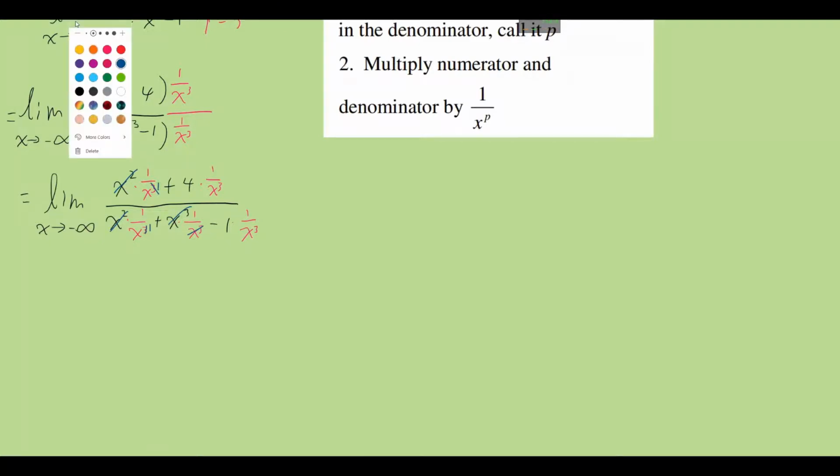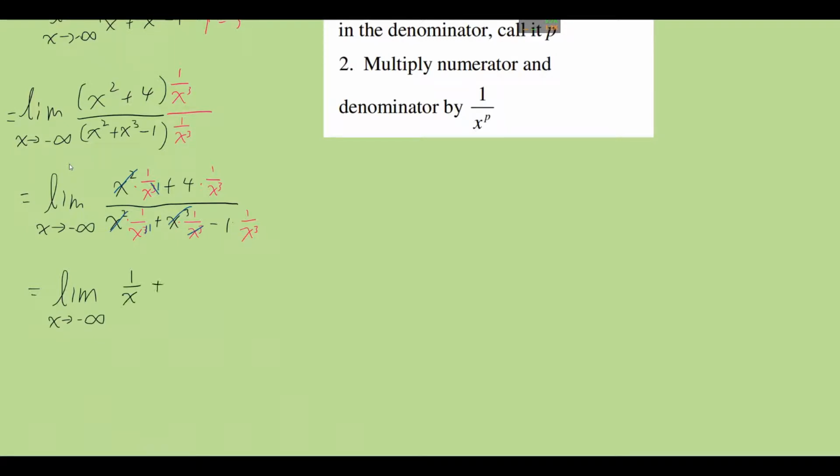All right, so let's see what we have. Let's write it down. Limit as x approaches negative infinity. In the numerator, I have 1 over x plus 4 over x cubed, over 1 over x plus 1 minus 1 over x to the third power.